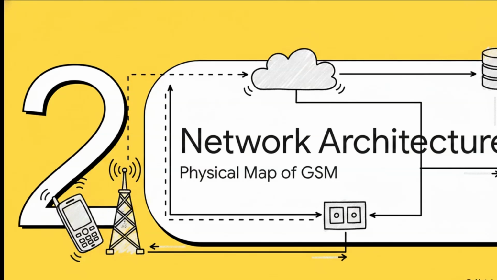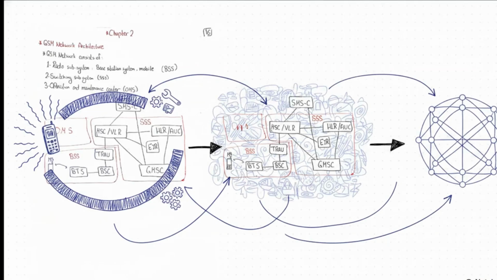Let's map out where your signal actually goes. Making just one single phone call requires a massive, highly interconnected infrastructure. It's basically a giant puzzle divided into three specialized parts. On the left, we have the radio subsystem, or BSS, which talks directly with your phone. In the middle, there's the switching subsystem, or SSS, which acts as the routing brain. And finally, off to the side, we have the Operation and Maintenance Center, the OMC, making sure the whole machine runs smoothly. Let's break these down.